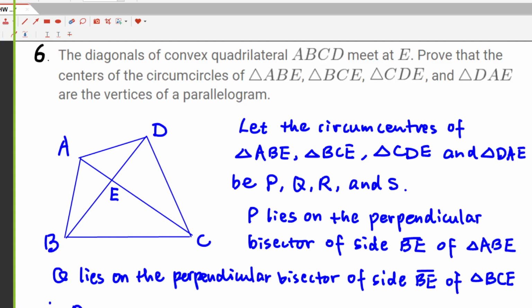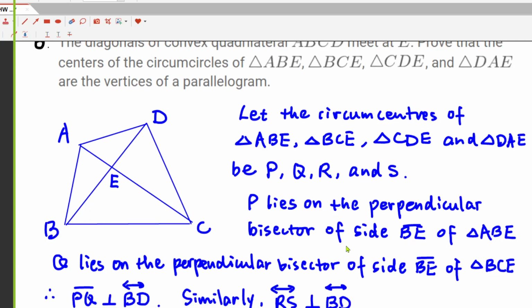And therefore we know PQ, segment PQ, is perpendicular to line BD. Right? And similarly, line RS is also perpendicular to line BD. And therefore we know if RS is perpendicular to BD, PQ is also perpendicular to BD. We know that PQ must be parallel to RS, right?